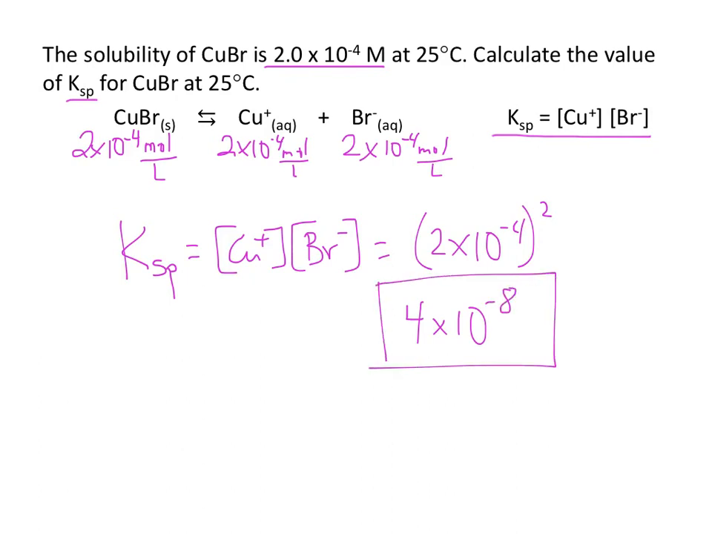KSP, just like regular K and KC and KP, does not have a unit. It is dimensionless. So KSP is 4 times 10 to the negative 8, and that's it.